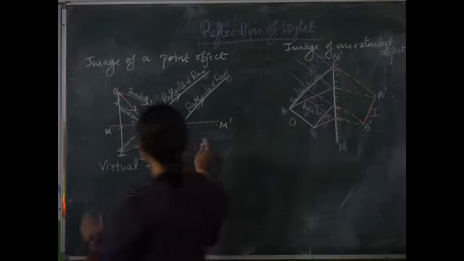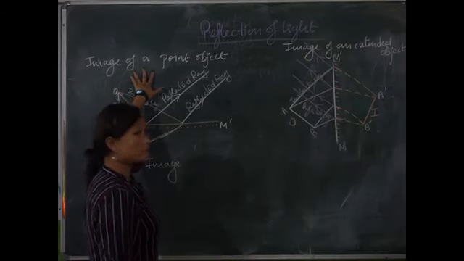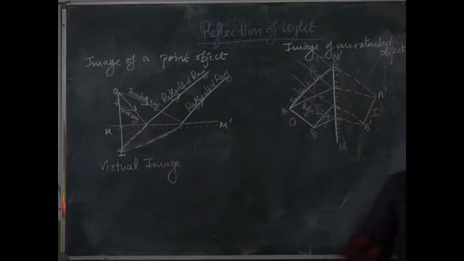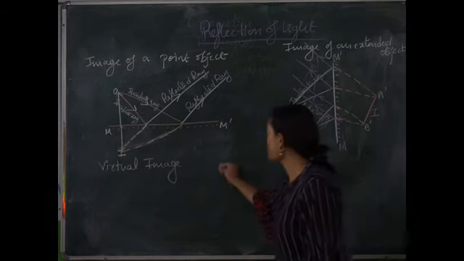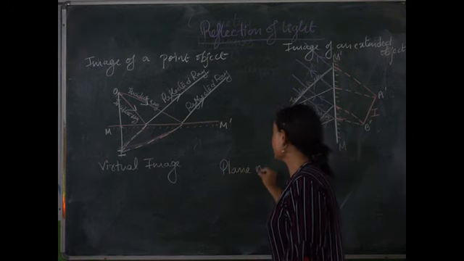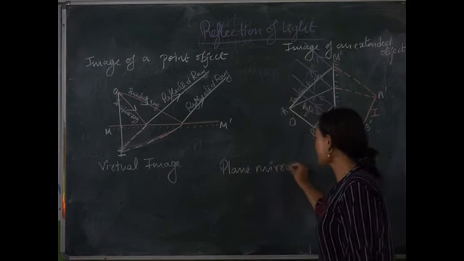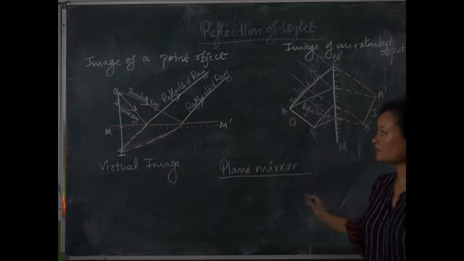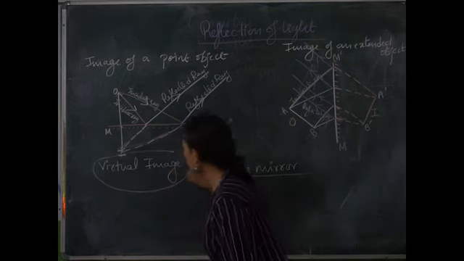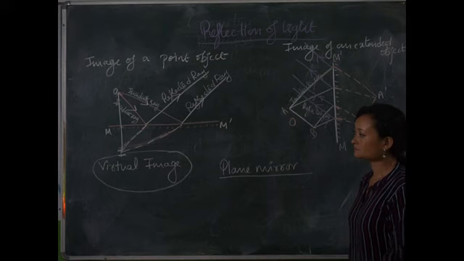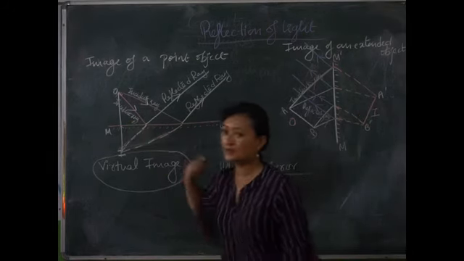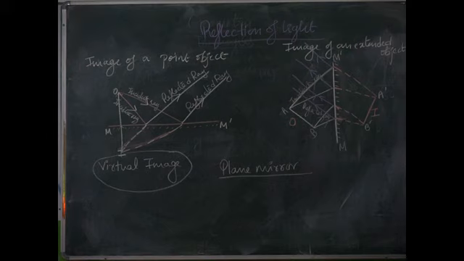This is the ray diagram for the image formed of a point object, and this is the diagram for the image of an extended object formed on a plane mirror. As we have discussed, in a plane mirror the kind of image formed is a virtual image, and a virtual image means it will be erect like the object.